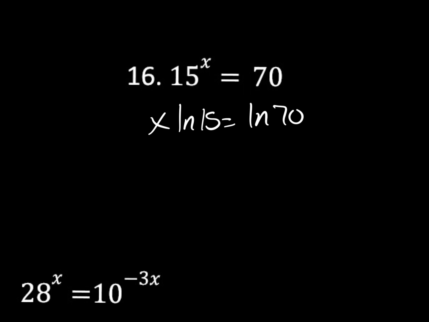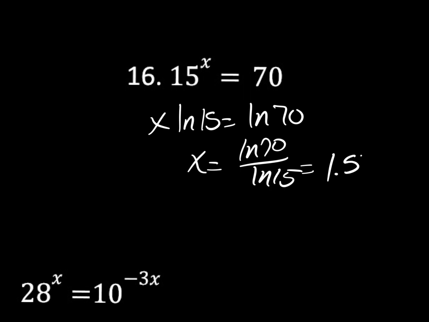So to finish up here, because the left-hand side says x times natural log 15, I'm going to divide both sides by natural log 15 and see what I get. I'm just going to punch it in my calculator. And again, if you want to do log on that problem, that is fine. I'm just doing it because I'm being lazy. It's just a little bit quicker to write.